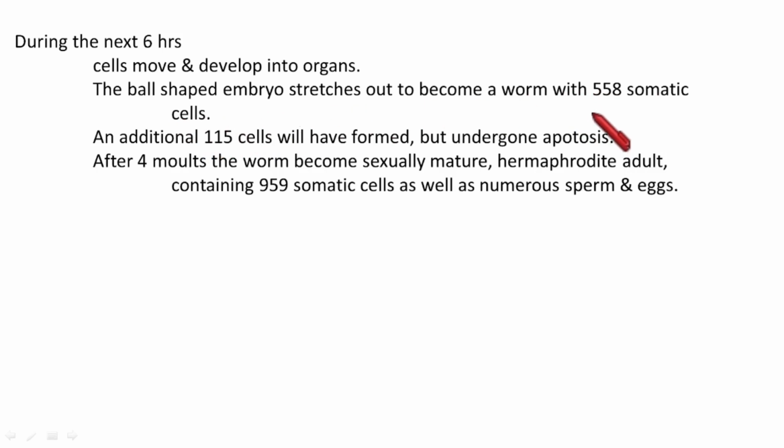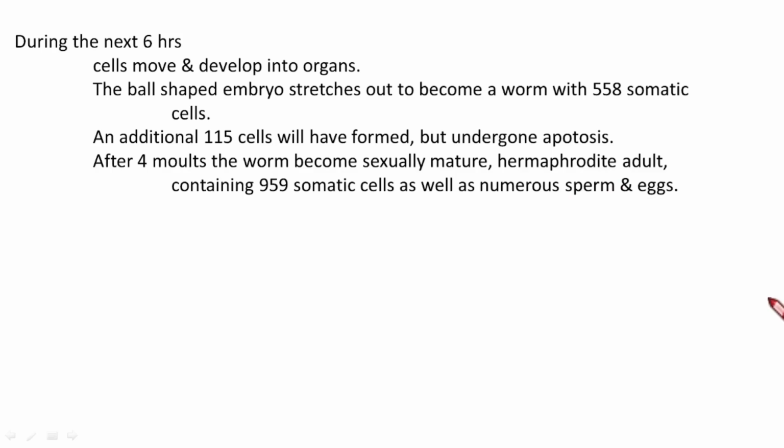Additionally, 115 cells are also formed there, but they undergo apoptosis. They are destroyed. And after that, the worm undergoes 4 molts and becomes sexually mature, a hermaphrodite adult. And it contains 959 somatic cells as well as numerous sperm and eggs. In that way, it completes its gastrulation.